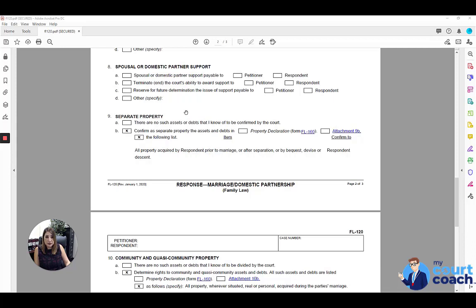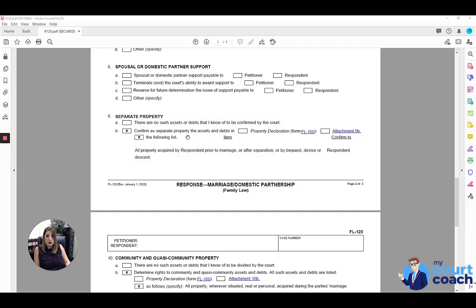Again, if this is a divorce, legal separation, or domestic partnership, then the court has the right to confirm separate property assets to one of the parties or another. If there are no such assets or debts, you would mark box 9B. There are a couple different ways of identifying those. You can identify and specify each asset or debt that you think belongs to the separate property of one or the other party here. You can use the property declaration form, that's FL160, to specifically identify those assets and attach that to this.